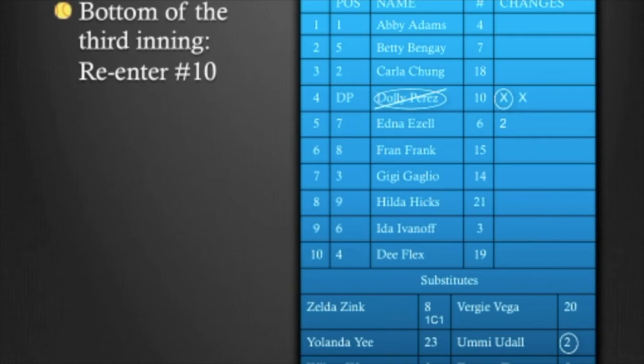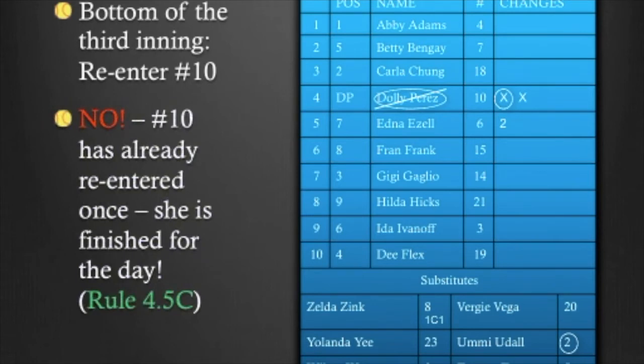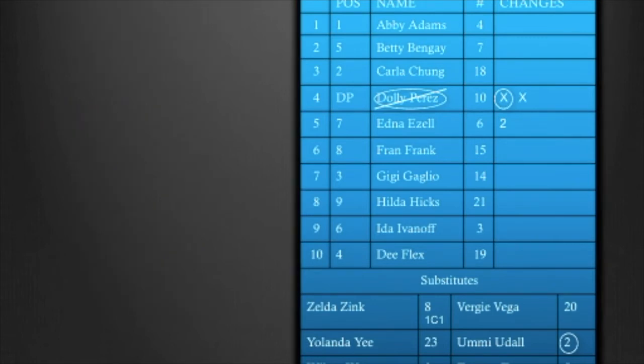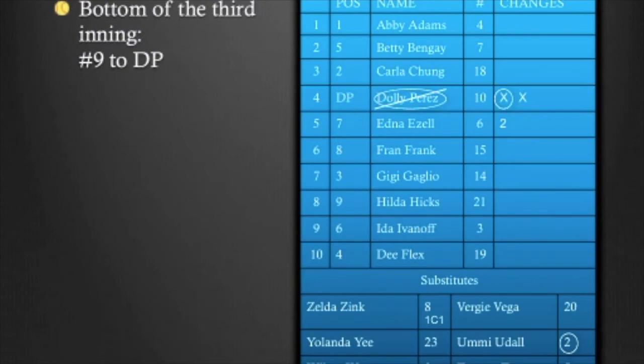Well, I can't do that. She's already re-entered once. She can't re-enter, so she's done for the day. I'm stuck with 9 right now, right? Okay. So, okay, fine. Okay, then how about the next inning? Bottom of the third inning. Blue, number 9 to DP.